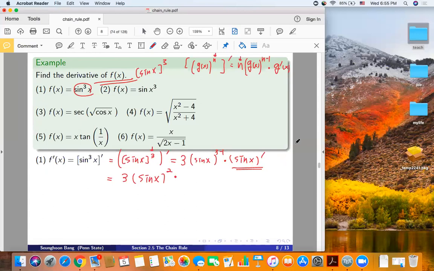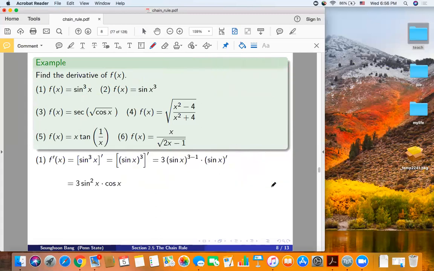Do you remember sine of x prime? No? Don't worry. You can memorize this one. You can find this in the Carl Schwarz lecture note yesterday. Sine of x prime is cosine of x. Yep, you can memorize this one. So we have cosine of x. The 2 is going to the middle, so 3 times sine squared of x times cosine of x. That's it. This is the answer. This is the first one.